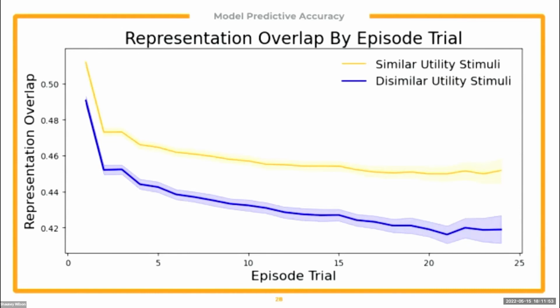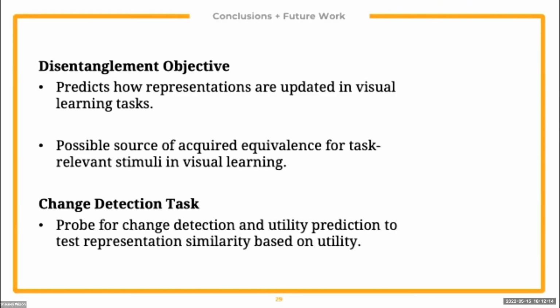there's a lower cost of confusing them compared to stimuli with dissimilar utility. And this is because stimuli with similar utility have that lower cost of confusion, meaning that they're allowed to be closer together in representation space, whereas stimuli of different utility need to be further apart in representation space to avoid any possibility of confusion. And so these results demonstrate that the disentanglement objective for representation formation may help to shed light on how utility-based visual representations are formed.